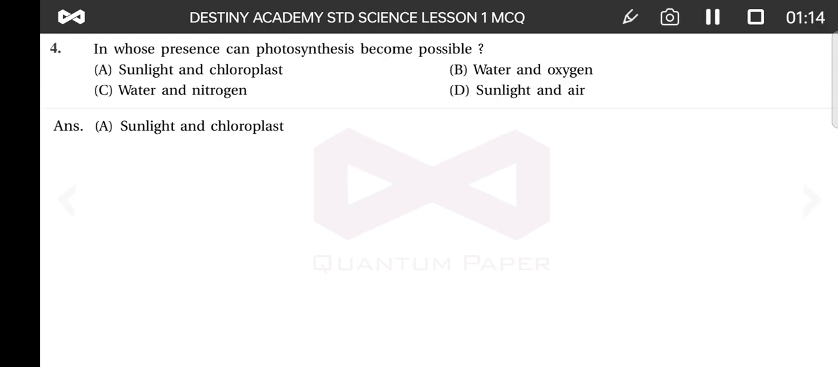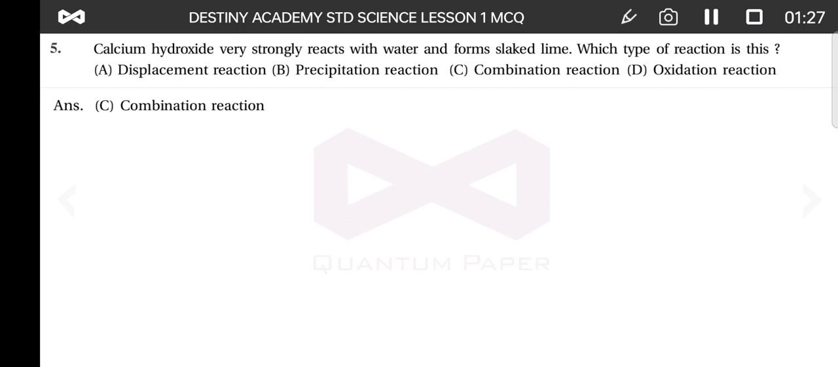In whose presence can photosynthesis become possible? So the correct answer is A, sunlight and chloroplast. Calcium hydroxide reacts very strongly with water and forms slaked lime. Which type of reaction is this? So the answer is C, combination reaction.